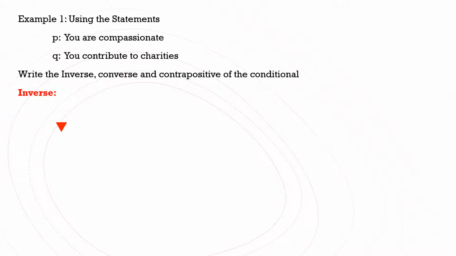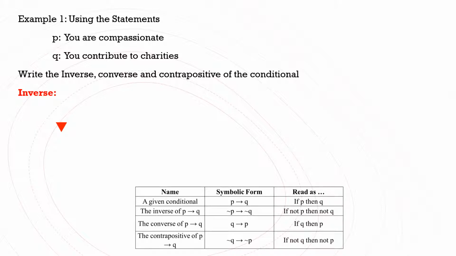So let's look at an example. These really should not cause you too much grief. These should be pretty easy. Our first example says, using the statements P, you are compassionate, and Q, you contribute to charities, we're going to write the inverse, the converse, and the contrapositive of the conditional. Alright, so the inverse. If we're looking at our little table here, the inverse is right here.